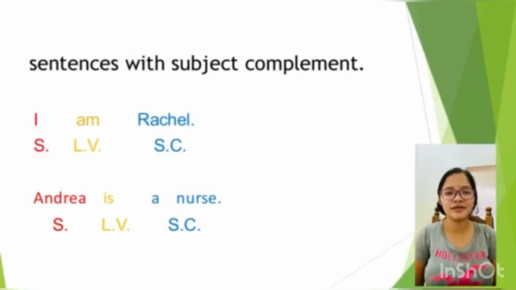Here are two sentences to identify the subject complement. A key point is that the sentence has a linking verb. It is obvious that we will have a subject complement. I am Rachel. Andrea is a nurse.